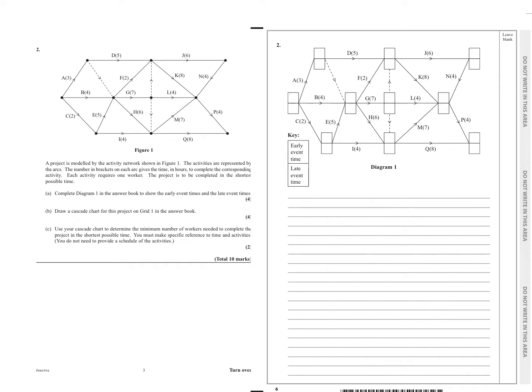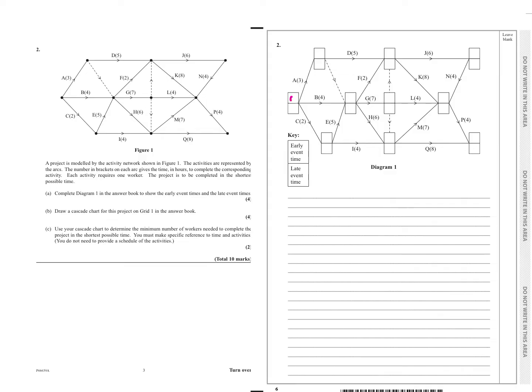So, here we can see a project is modelled by the activity network shown in figure 1. The activities are represented by the arcs, the number in the brackets is times in hours. To complete the corresponding activity, each activity requires 1 worker. The project is to be completed in the shortest possible time. Complete diagram 1 in the answer booklet showing the early event times. So we should be really competent at this now.